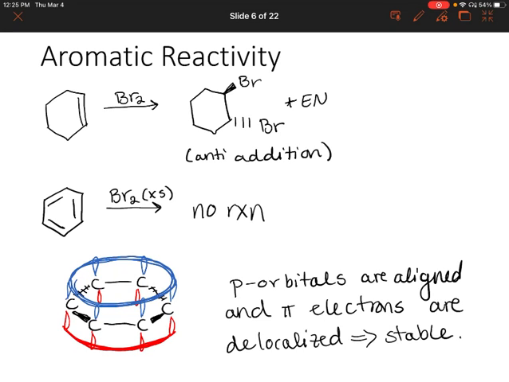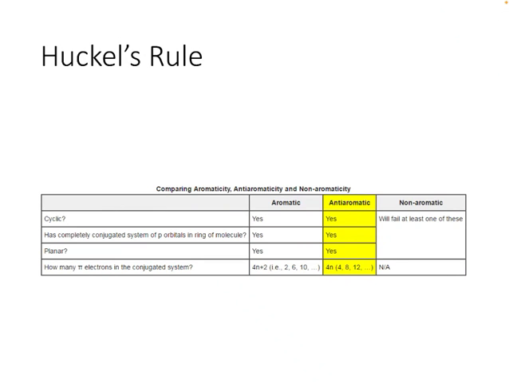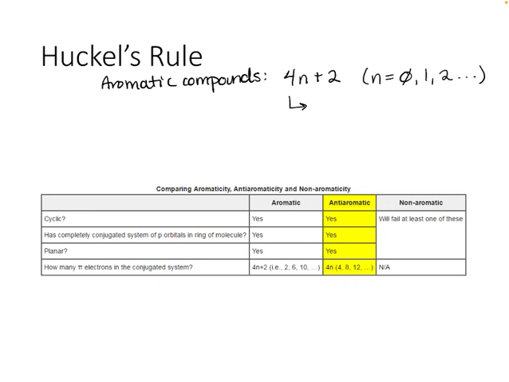Okay, so now let's talk a little bit more about aromatic compounds. We already said benzene is an aromatic compound previously, but we said earlier as well that there's a very specific rule for figuring out whether a molecule is aromatic or not, and we call that rule Huckel's rule. So we said that aromatic compounds have a very specific number of electrons, and that is 4n plus 2 pi electrons. So n can be 0, 1, 2, etc. So that would give us 2, 6, 10, 14, etc. pi electrons in our molecule.